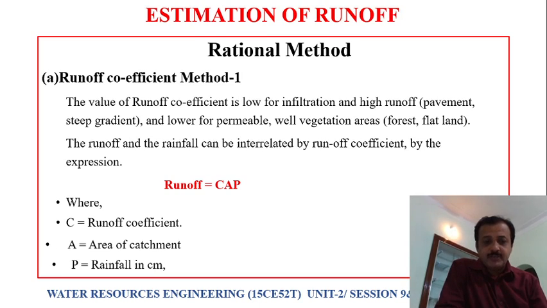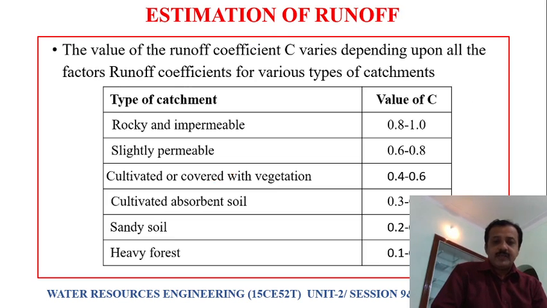Whatever rainfall occurs, which we call precipitation, which is called rainfall, you should take it in centimeter. Area of the catchment, you should take it in hectares. Area should be taken in hectares and rainfall in centimeter. And C is the runoff coefficient.